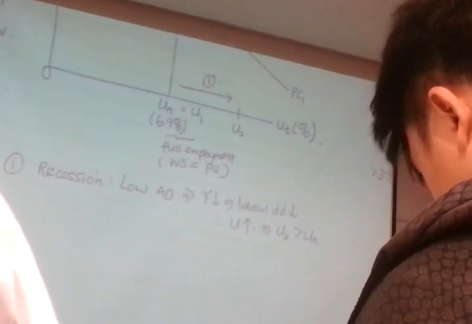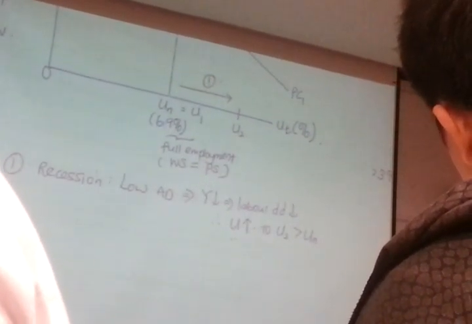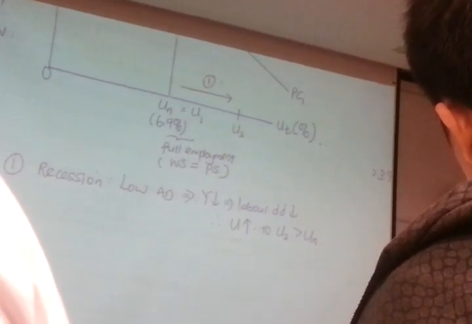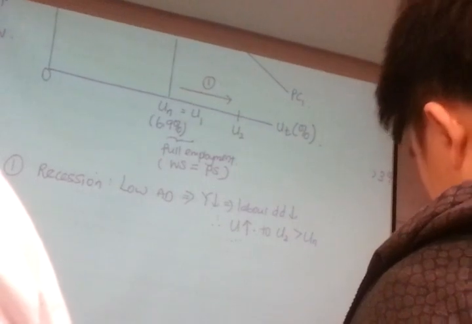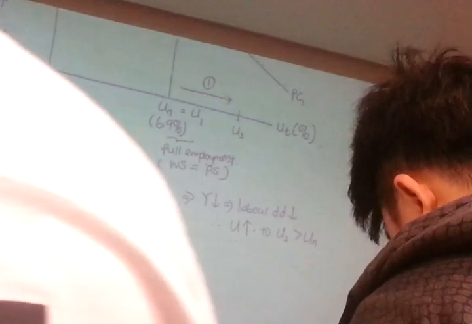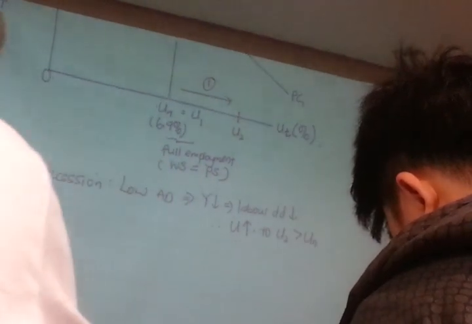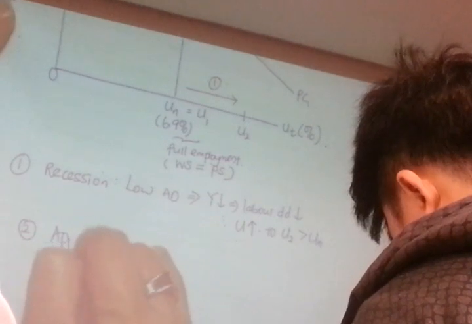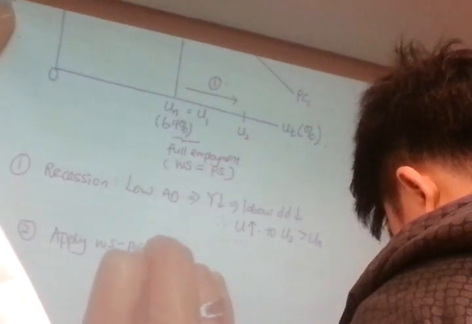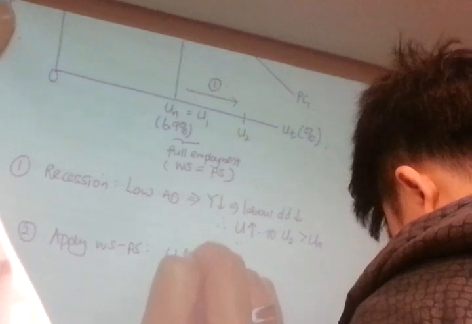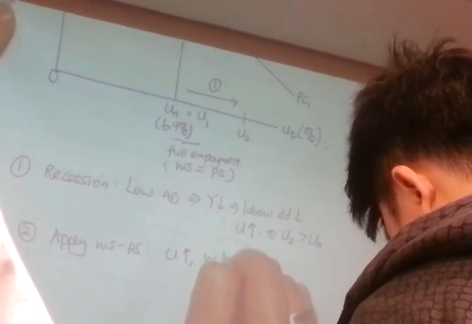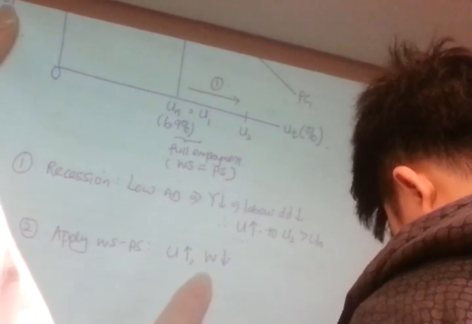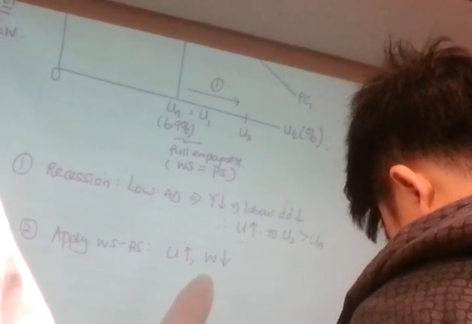So unemployment rate increase itself is not a problem until you compare to the natural rate. This point must hit home. Right? Unemployment is only serious when it exceeds the natural rate. Okay, so in this case, we go to step 2. We're going to apply WS-PS. So unemployment rate goes up, wages go down. This is wage setting. I didn't write the equation, I just wrote in words.